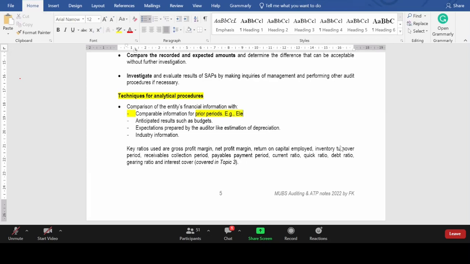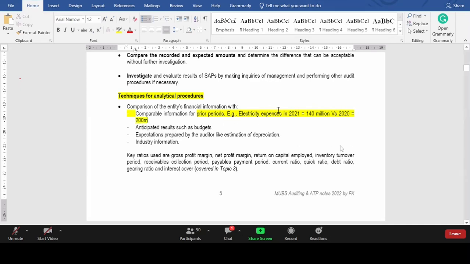E.g., if we are auditing electricity expenses, in 2021, they are equal to 140 million. Then versus 2022, where they are 200 million. So when you compare these two, you're going to see that there is a big increment from 140 to 200. That's the point of concern.